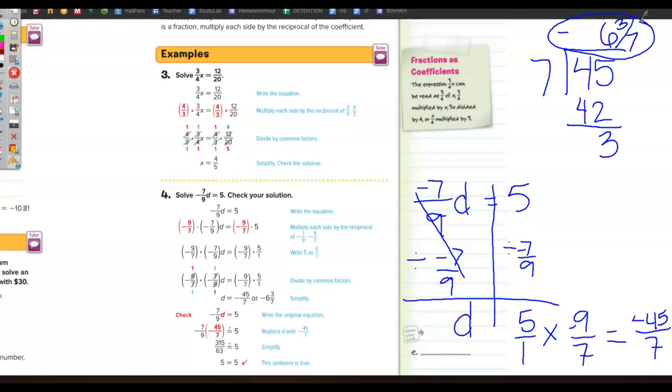Questions on that? So you always flip the fraction that you are dividing by. So the one that you're moving will be the one that you flip. If you flip the wrong one, you will get the wrong answer. So make sure you pay attention to that. Questions? Okay, try E, F, and G.